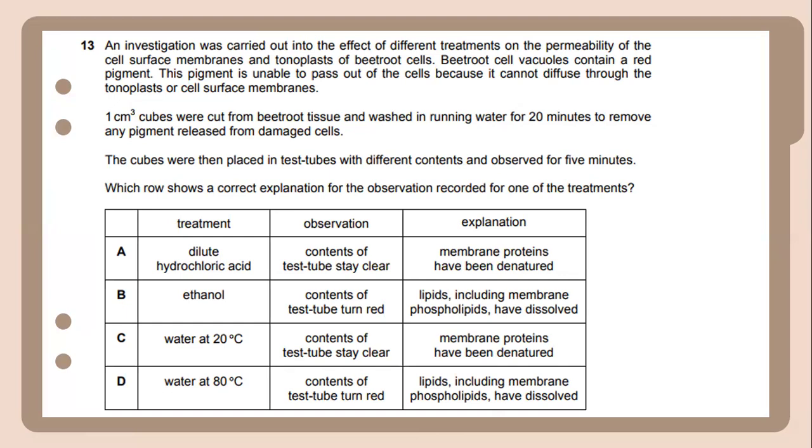The cubes were then placed in tubes with different contents and observed for 5 minutes. Which row shows a correct explanation for the observation recorded for one of the treatments? So the answer will be C.